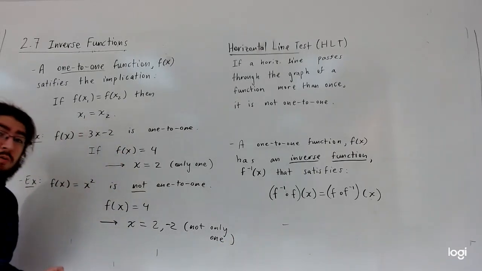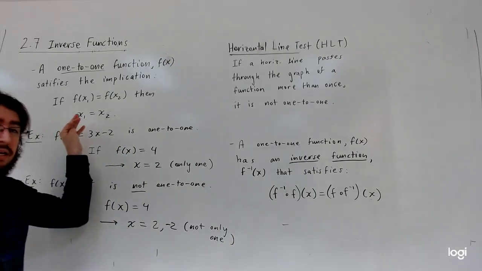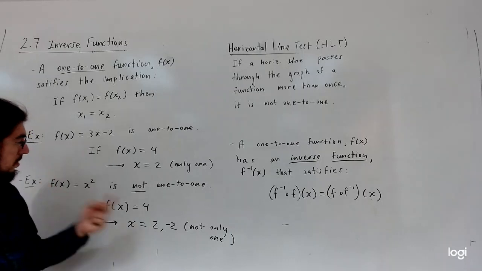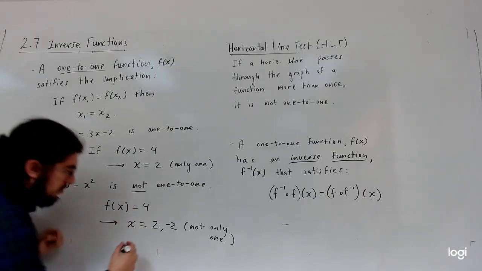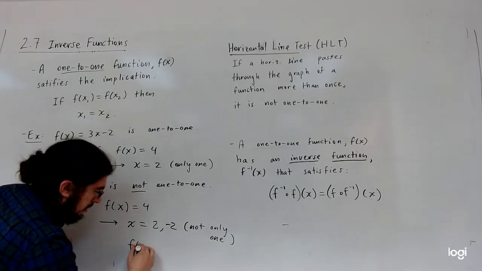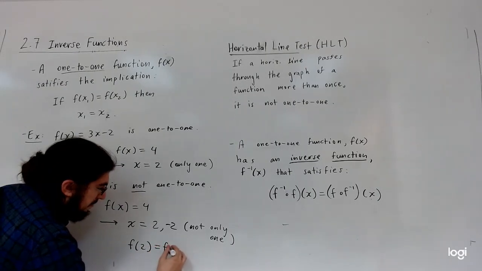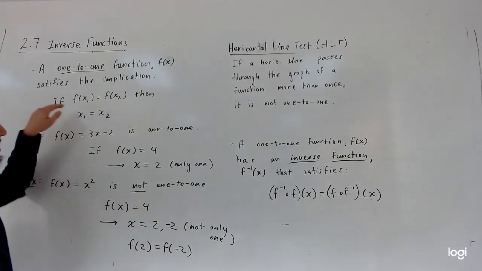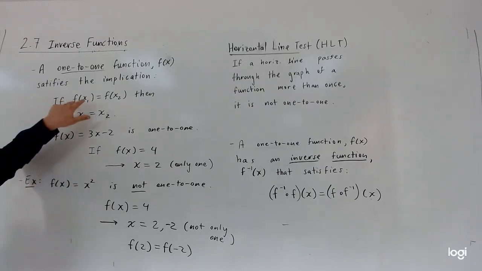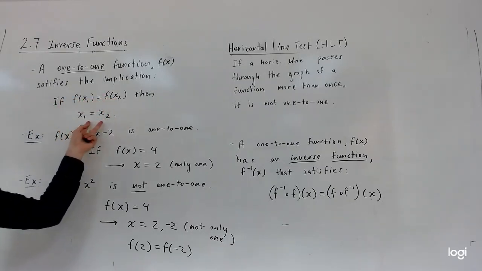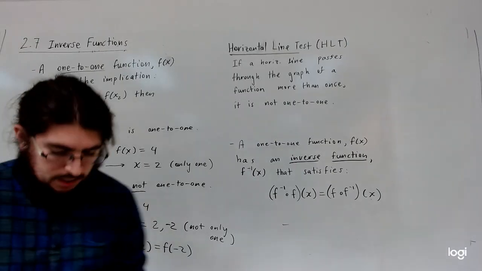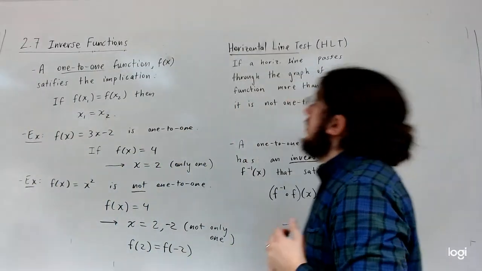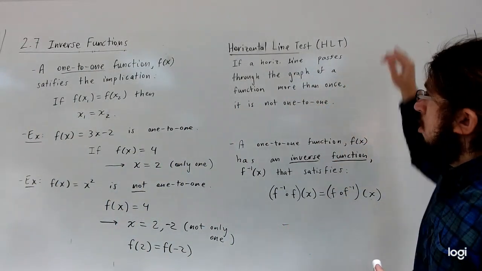Since there's not only one, this is not satisfied, because f of negative 2 is equal to f of 2. So f of 2 is equal to f of negative 2, but 2 is not equal to negative 2. Just take a look at this. F of 2 is equal to f of negative 2, but those x values are not the same. So there we go. Okay, moving on, horizontal line test.